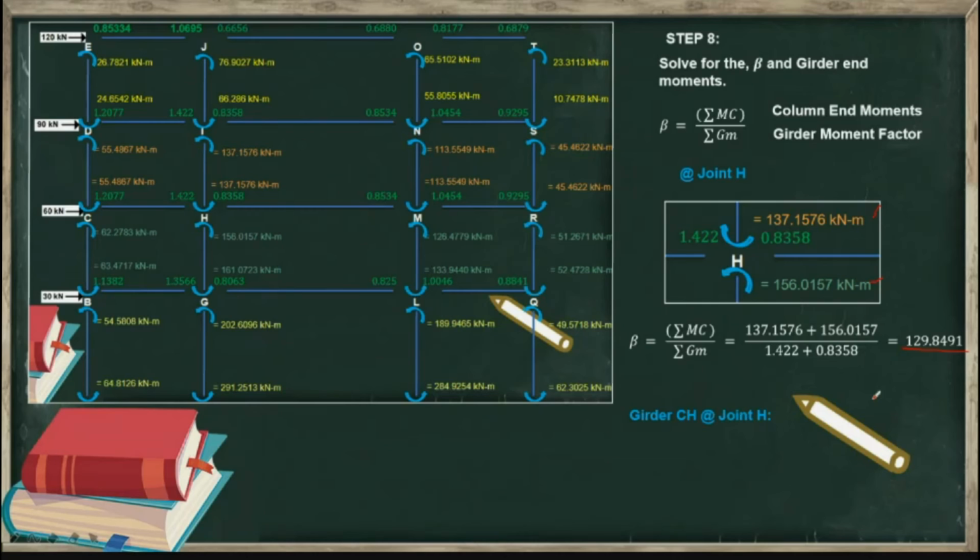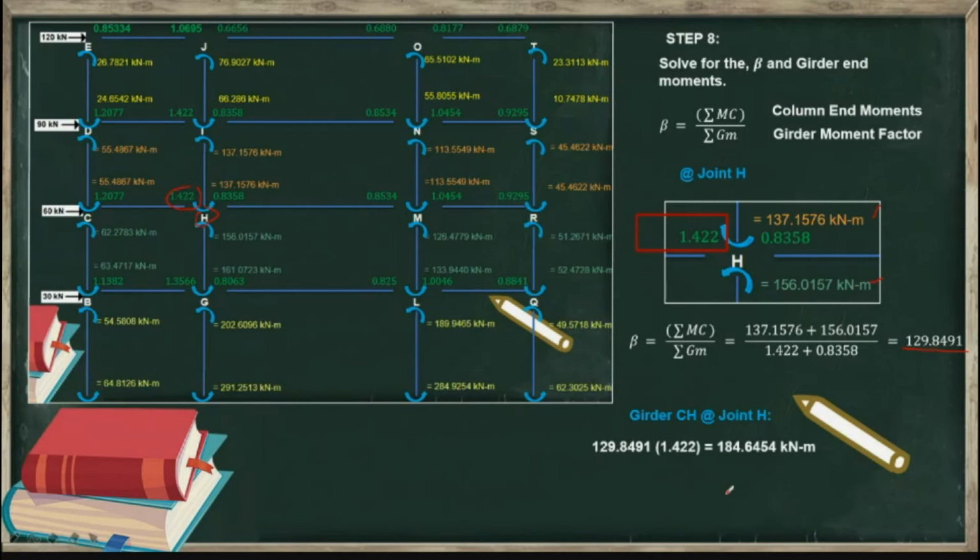So, for example, sa girder CH natin, sa joint H tayo. So, therefore, yung 129.8491, i-multiply natin siya sa girder factor natin dito. So, ito siya, yung 1.422. So, meron na tayong value ni girder end moment natin dito.